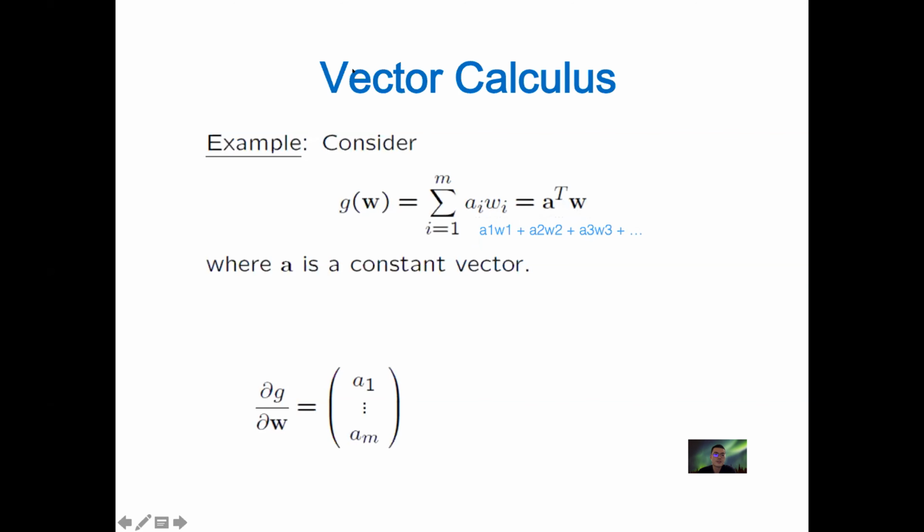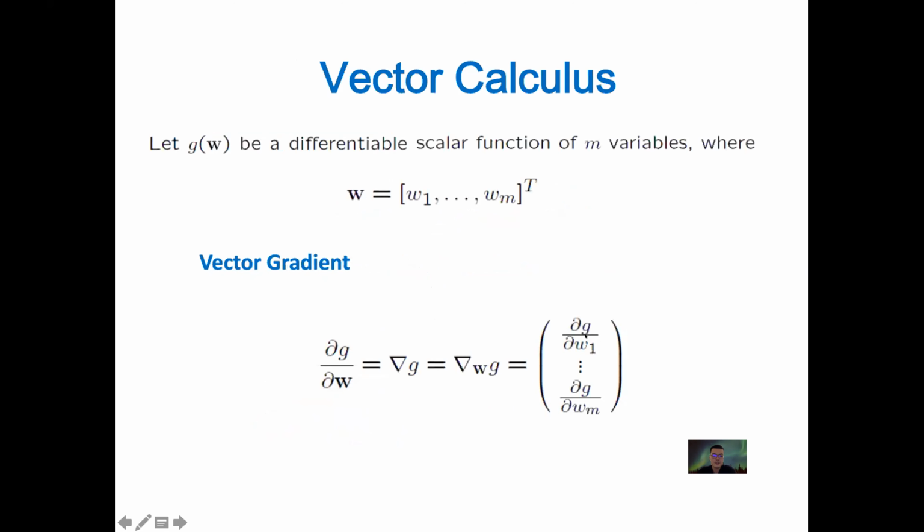Just follow the definition, right? So if this term is partial G to partial W1, and you take a partial derivative with respect to W1, only this term has W1, so the coefficient is A1. If you take a partial derivative with respect to WM, only one term contains this, which is AM WM. Taking the partial derivative with respect to WM gives AM. So this just follows the definition we talked about earlier on this page. Then you will get it.